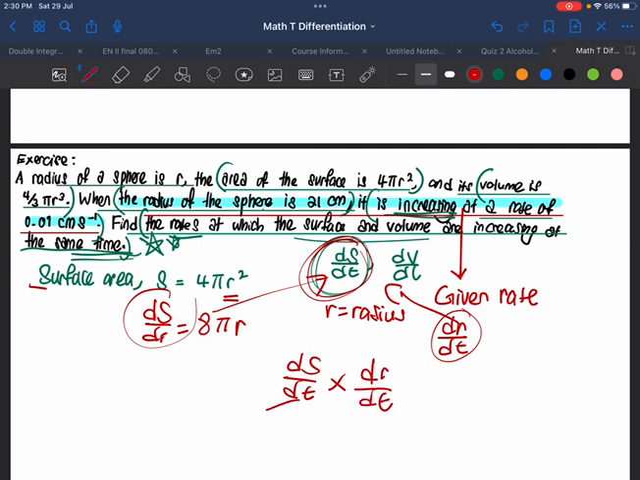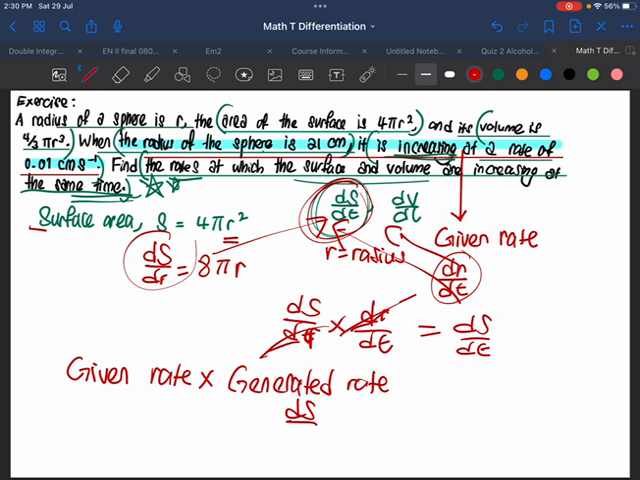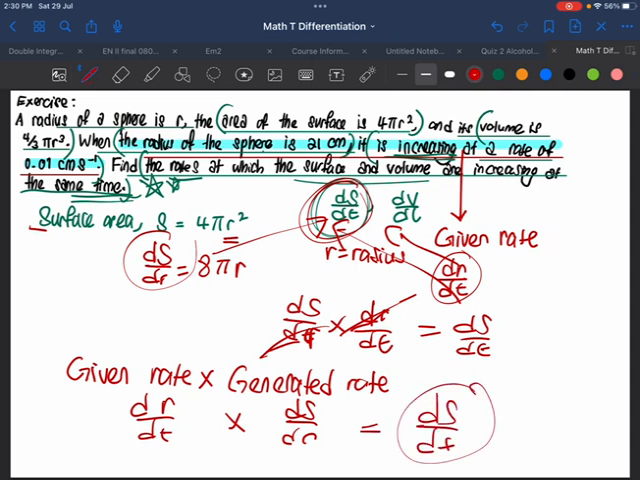I'm sorry, it should be dS/dr, and you cancel out the dr and dr, you will get dS/dt, right? So here is the answer. Actually, we need to find the given rate times the generated rate. In this case, the generated rate is dS/dr, times dr/dt, and we will get the required rate, what the question wants us to find.